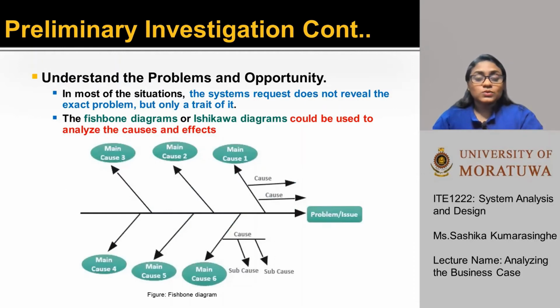The first step is to understand the problems and opportunities. In most situations, the system's request does not reveal the exact problem, but only a trait of it. For example, a request to analyze the complaints of a customer might reveal a lack of training for sales representatives rather than problems with the product. Therefore, the exact problem needs to be figured out. Fishbone diagrams could be used to analyze the causes and effects.